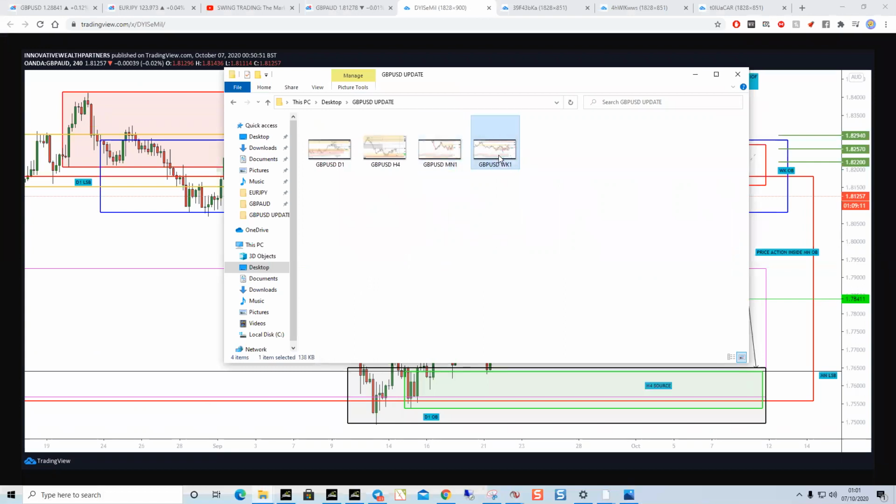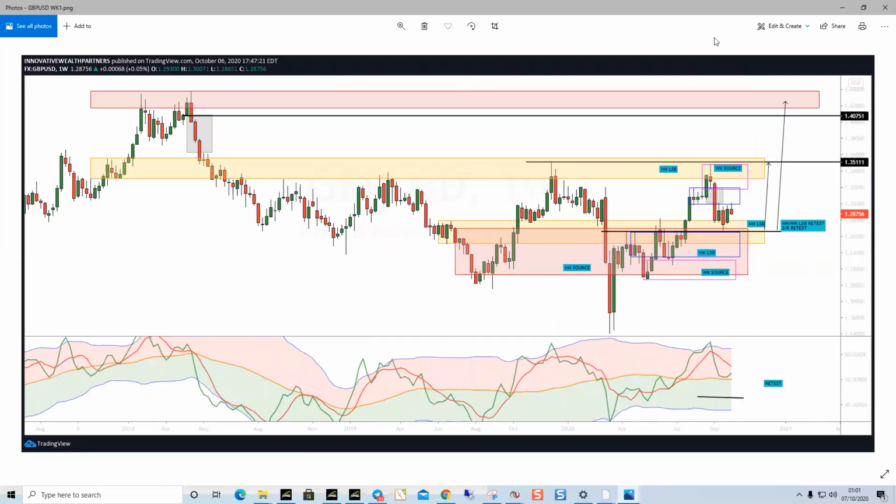Then on the weekly, we're going to have this. So basically, this is where the price action is, and we've had this weekly fractal low right here, and it's gone up to the weekly breaker, and price has retested that weekly breaker, so we can expect some possible push to the downside.